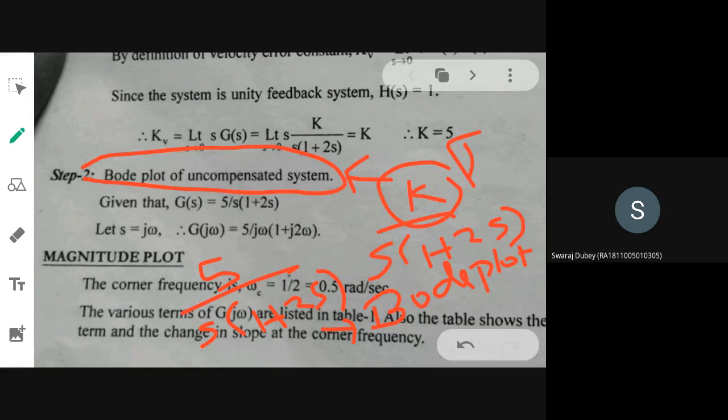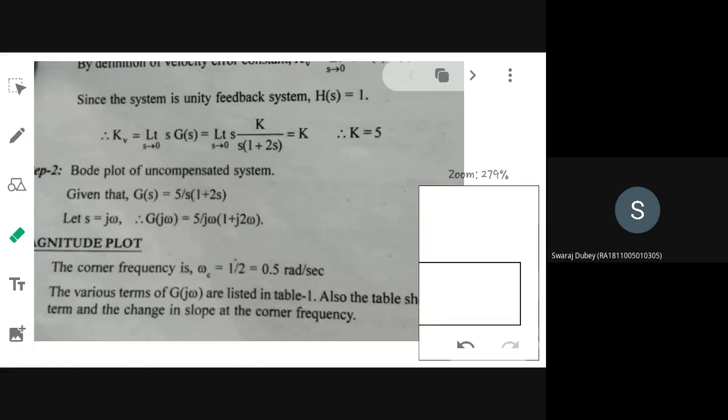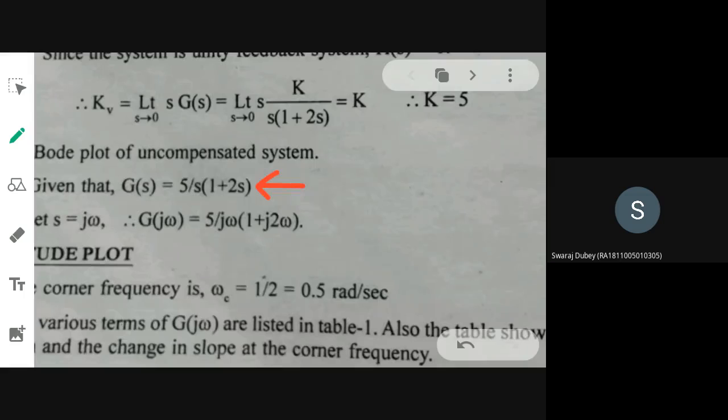First check whether the form is in time constant or pole-zero form. It is in time constant form. Convert everything into the 1 plus sT format. So it is in time constant form, and that is checked. Next you need to substitute s equal to j omega. So you have substituted j omega.